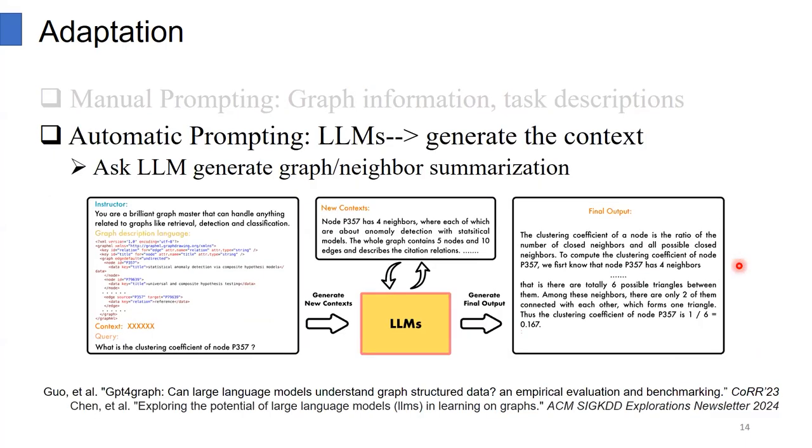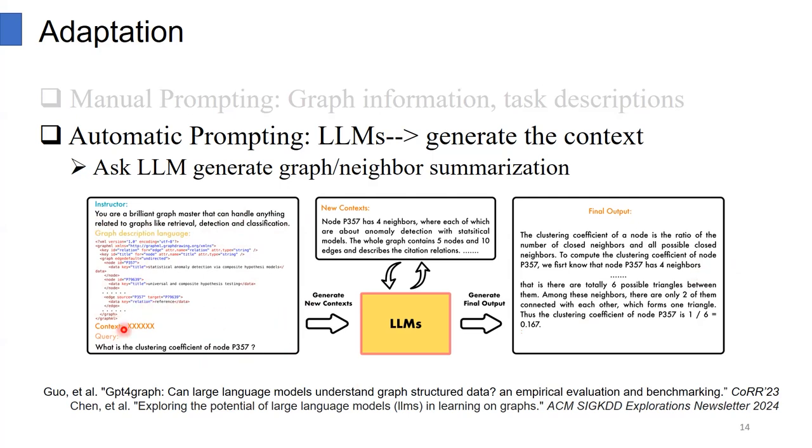So this gives us the second type of prompting method. They are automatic prompting. So in these methods, we can use the LLM as well. For example, we can use LLM to generate some context. In this example here, the input is some description of the graph.